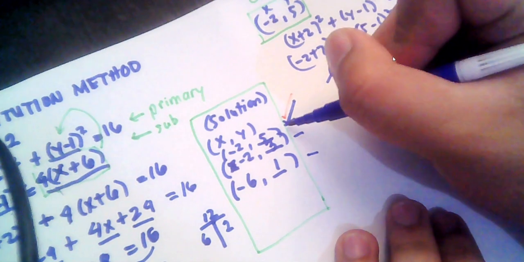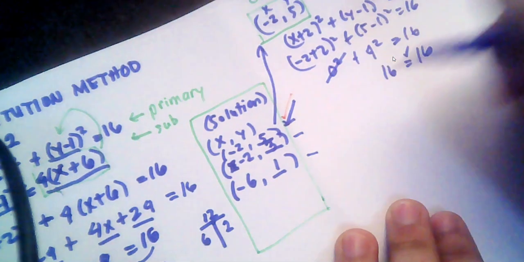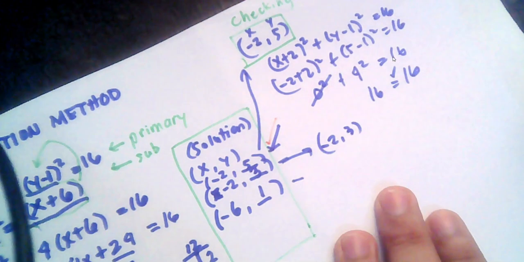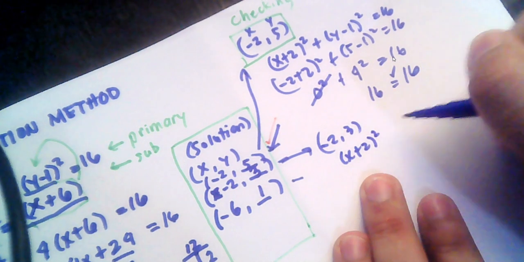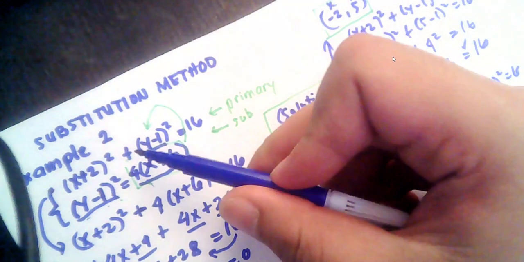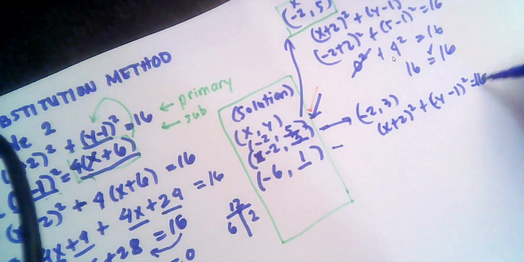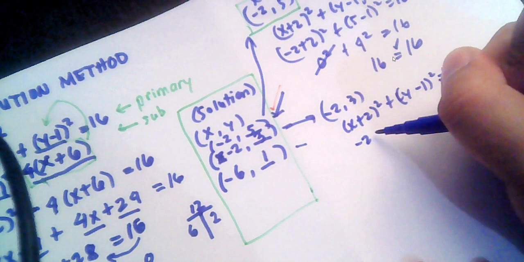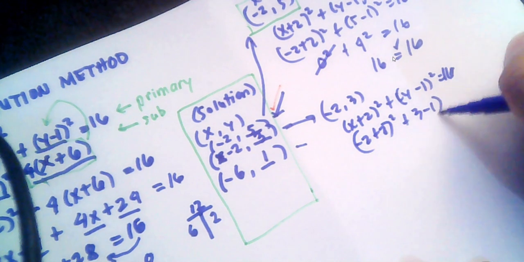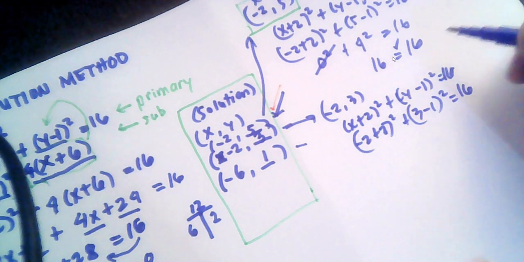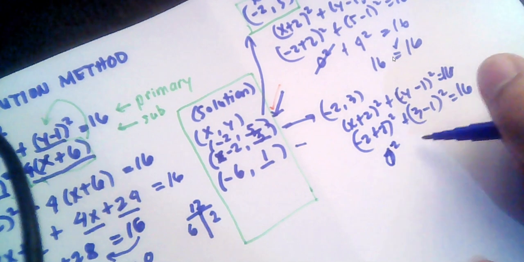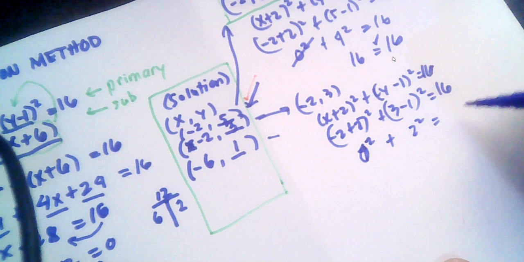How about the second one? We have negative 2 comma 3. Let me check. So that is x plus 2 squared plus y minus 1 squared is equal to 16. We use the first equation in this case. So x is negative 2 plus 2 squared plus 3 minus 1 squared, that is 16. Negative 2 plus 2, that is 0 squared. 3 minus 1, that is 2 squared, is equal to 16.